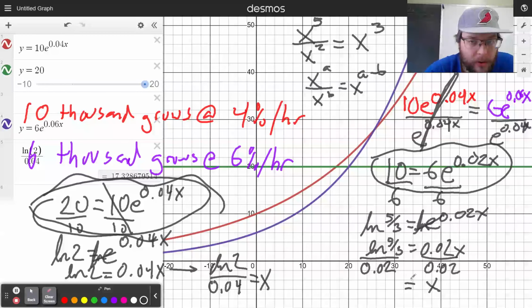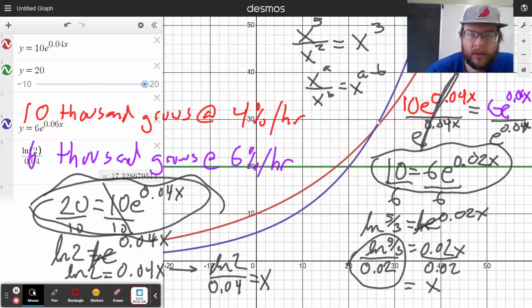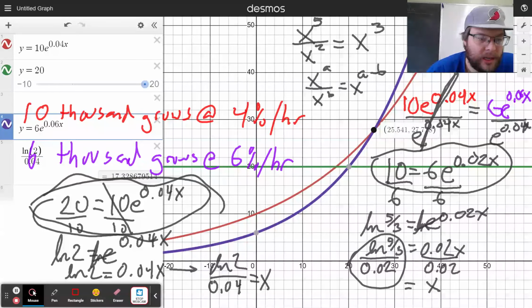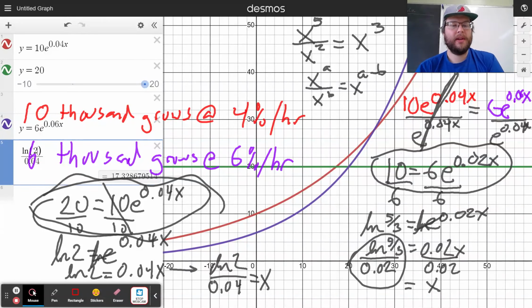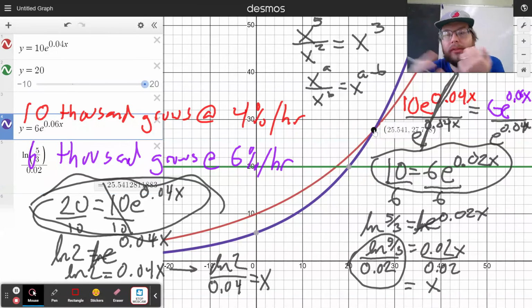And so I know that this x value right here is equal to where my two curves cross, 25.5. I will prove it to you if you somehow don't believe me. 5/3 goes there, 0.02 goes there, 25.5. So there you go.